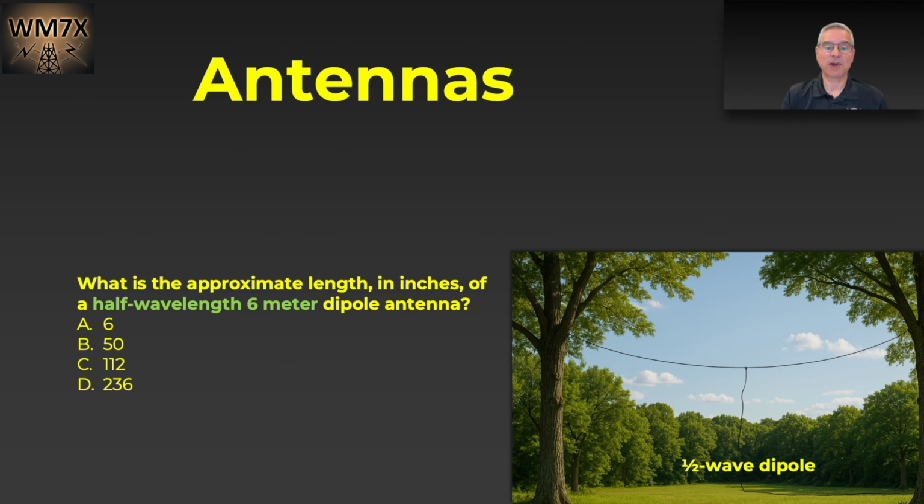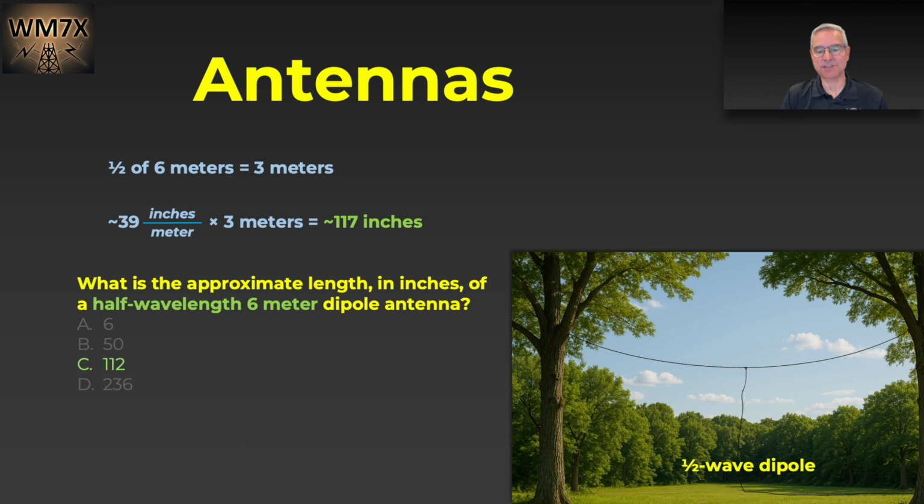Okay, in this question, it's even a little bit easier because they give us the wavelength to start with as 6 meters. They also tell us we want a half wavelength antenna, so half of 6 is 3. And since we're asked for inches and we know that there are about 39 inches in a meter, that gives us about 117 inches. And there's only one option that's even close to that, and that's our answer.